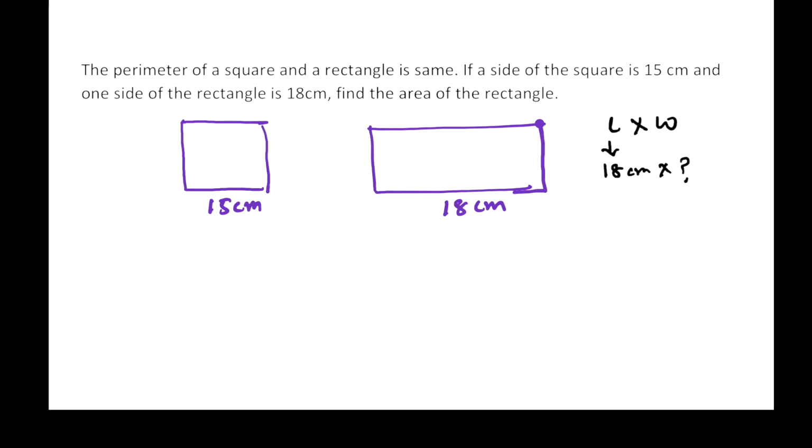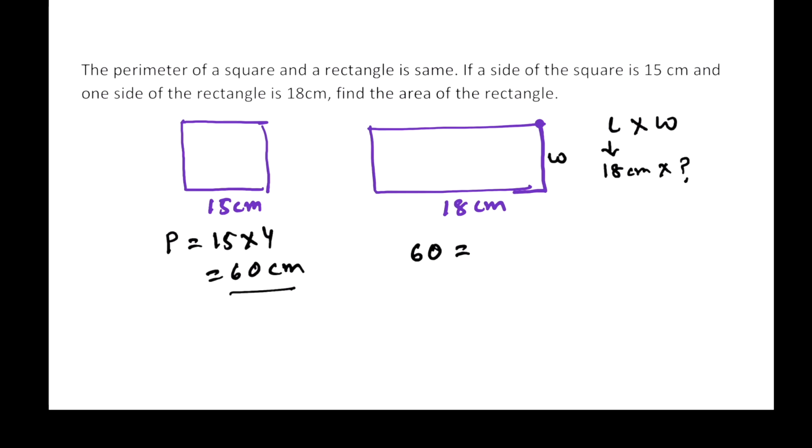First start with the square. Each side is 15 centimeter. So the perimeter is 15 times 4, that is 60 centimeter. It is a square, so all the sides are equal. So 15 plus 15 plus 15 plus 15 is 60 centimeter. But for the rectangle, we don't know the width, but now we know the perimeter, which is 60, because according to this problem, the perimeter of a square and rectangle is the same.